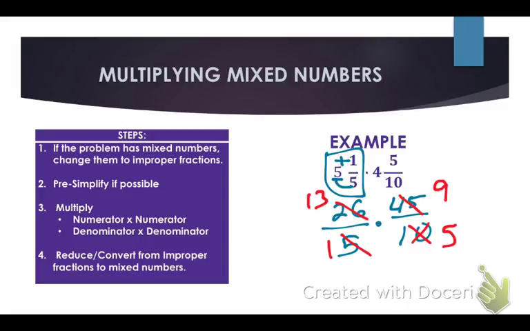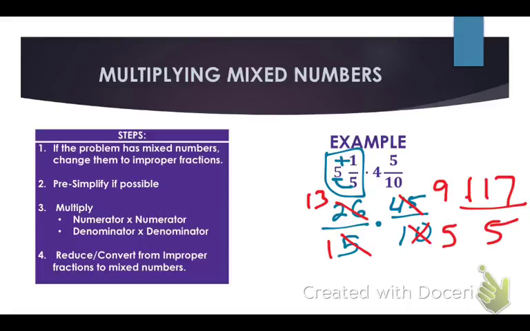So, next thing it says is multiply the numerator times the numerator, and the denominator times the denominator. So we're going to go ahead and do that. So 9 times 13, which would be 117, and 5 times 1 is 5. So we have 117 over 5, but that's not our answer. So what's wrong with it?